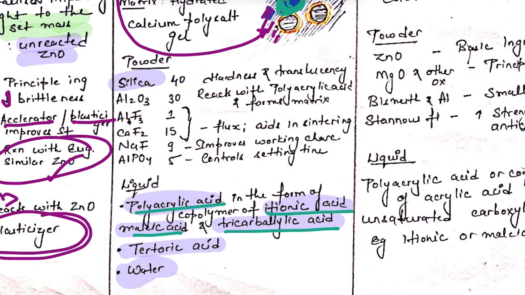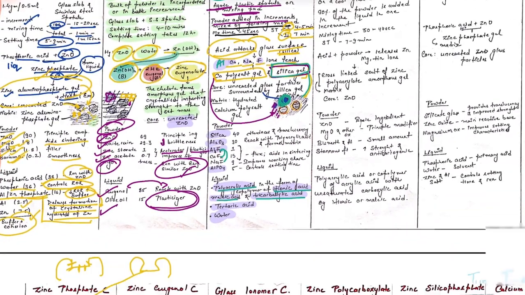So for aluminium, you can remember we have three forms: aluminium oxide, aluminium fluoride and aluminium phosphate. Then for fluorides, you can remember we have three forms of fluorides: aluminum fluoride, calcium fluoride, and sodium fluoride. So this will make it slightly easier to remember.